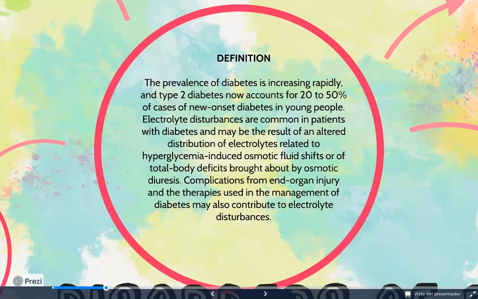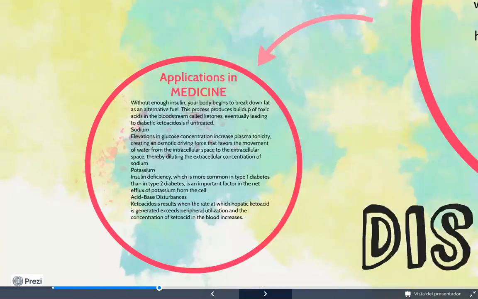Definition. The prevalence of diabetes is increasing rapidly, and type 2 diabetes now accounts for 20 to 50% of cases of new-onset diabetes in young people. Electrolyte disturbances are common in patients with diabetes and may be the result of an altered distribution of electrolytes related to hyperglycemia-induced osmotic fluid shifts, or of total body deficits brought about by osmotic diuresis. Complications from an organ injury and the therapies used in the management of diabetes may also contribute to electrolyte disturbances.